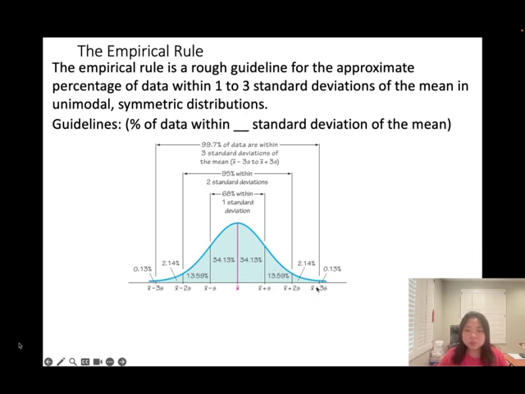Then the mean plus 3 standard deviations, and the mean minus 3 standard deviations. Including the 68% and the 95% in here, 99.7% will be within 3 standard deviations of the mean. So this is the empirical rule. One more time, the empirical rule only applies for unimodal and symmetric distributions. And I need you to remember these three numbers. 68% will be within 1 standard deviation. 95% will be within 2 standard deviations. And then 99.7% of the data will be within 3 standard deviations. Okay, so this is the empirical rule.